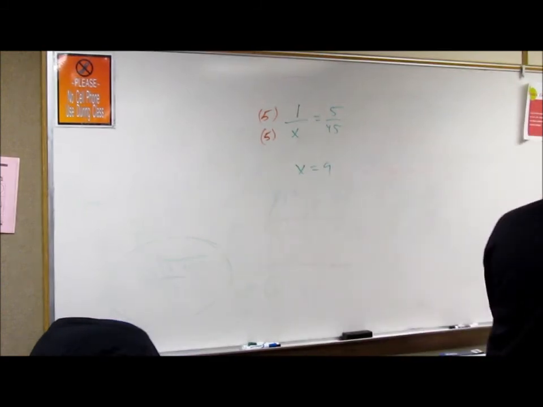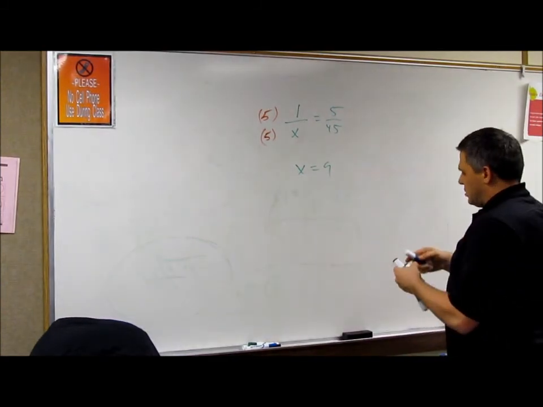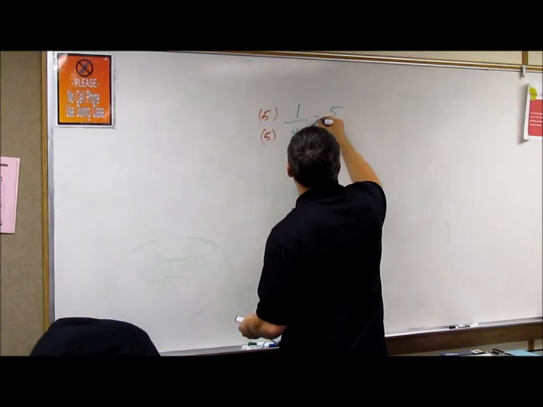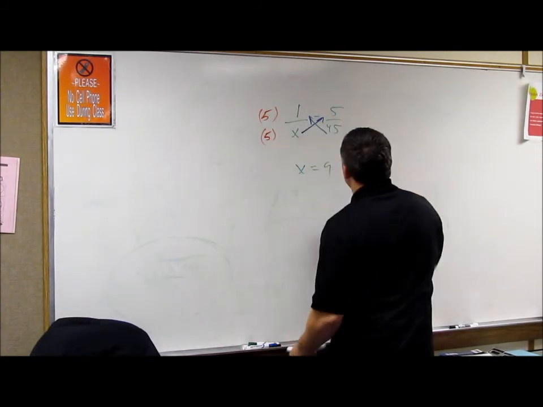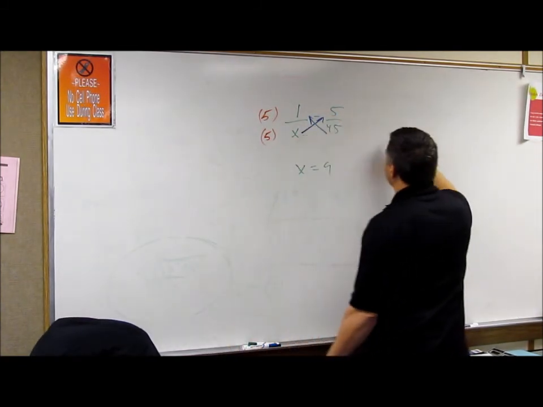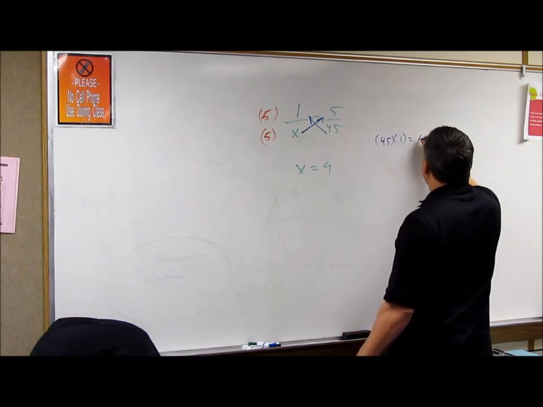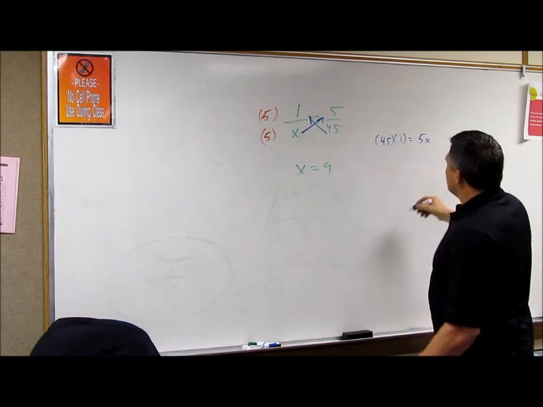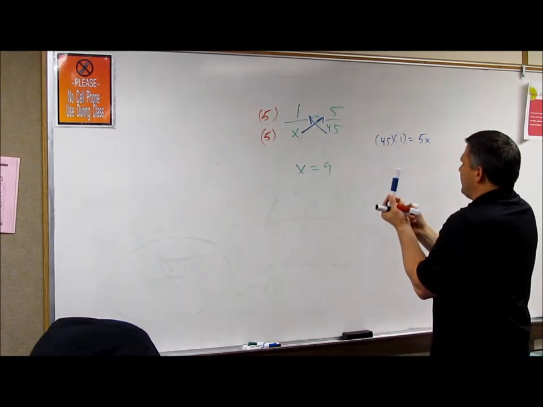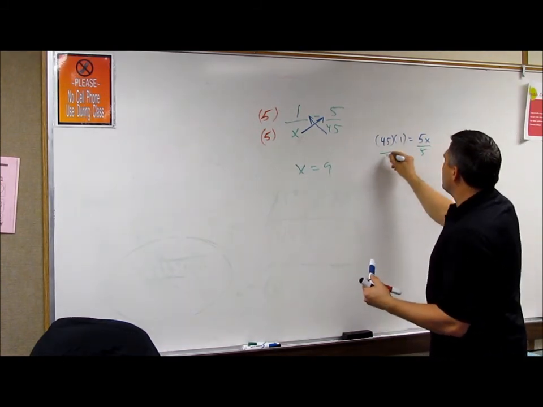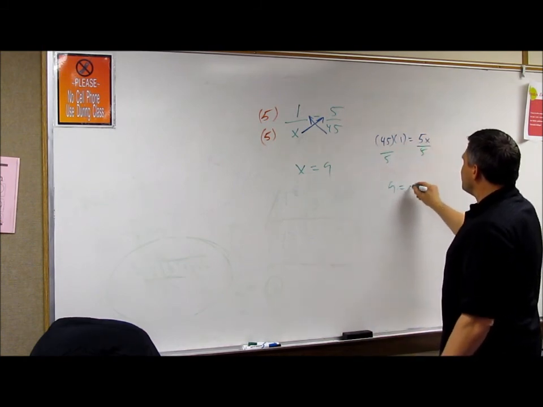Another way of doing it though is to just flip it. Go here and here. So I have 45 times 1 equals 5 times x. So then I divide by 5 and I get 9 equals x.